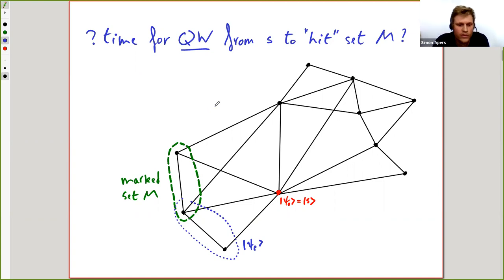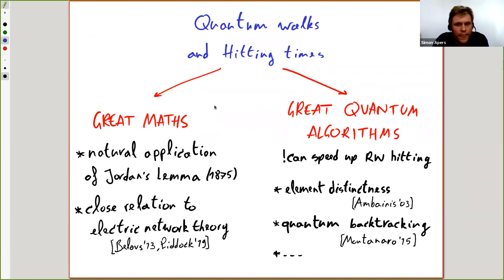All right. So similar to random walks, studying quantum walks and their hitting times and similar quantities is interesting for different reasons. On the one hand, they again provide us with great maths. Quantum walks and their spectral characterization are a very natural application of Jordan's lemma, which is an old lemma from 1875. And there's a very close and very elegant relation to electric network theory, which is basically a classical thing. But as Belovs showed in '13 and Piddock further explored in '19, there's really a very close relationship between these two things.